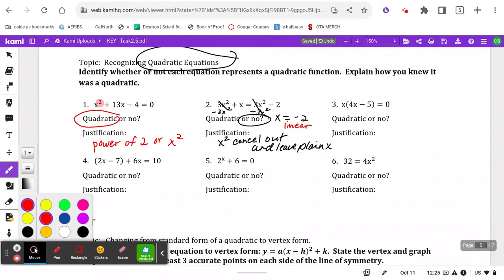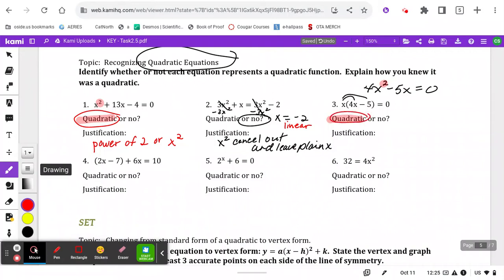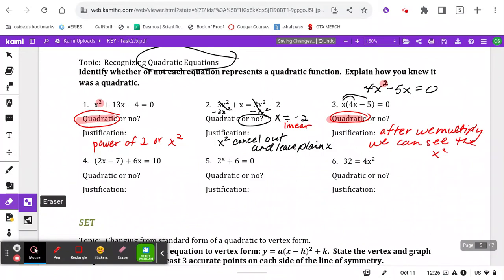Who knew? Okay, next one has an x times a 4x, which gives us 4x squared, and then x times negative 5. So again, if I multiply this, then I can see that squared, so it is quadratic. Justification is after we multiply, we can see the squared. Or something along those lines.